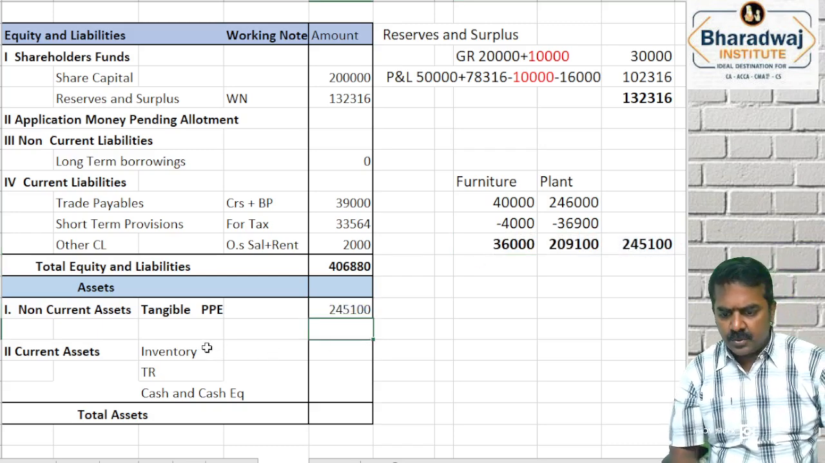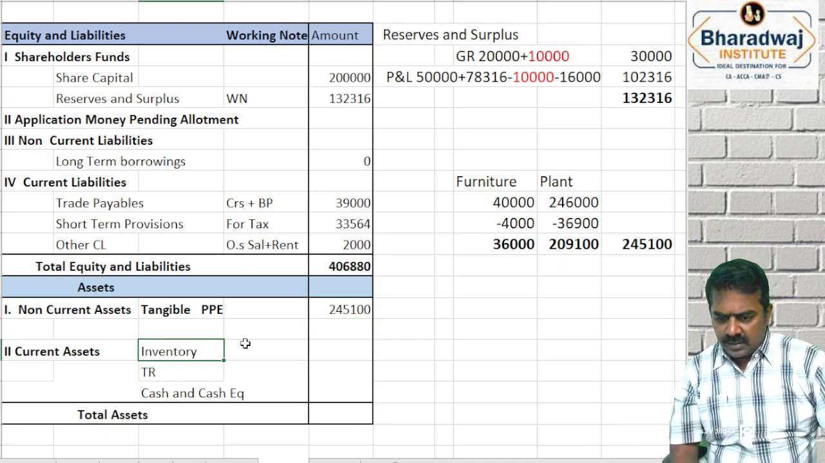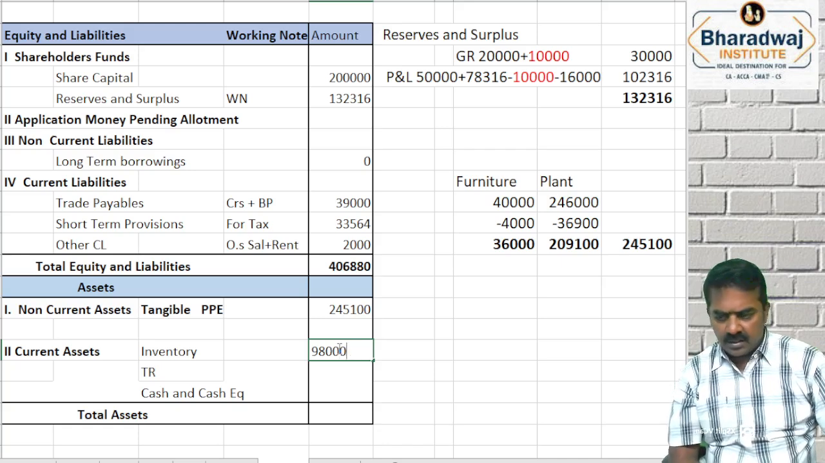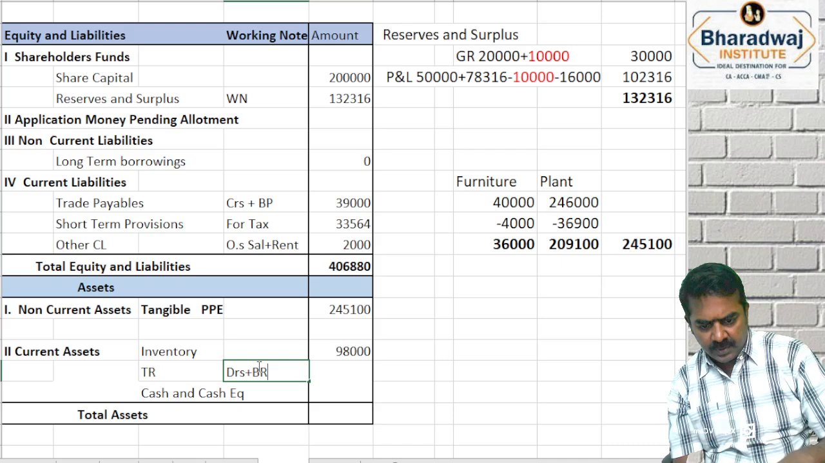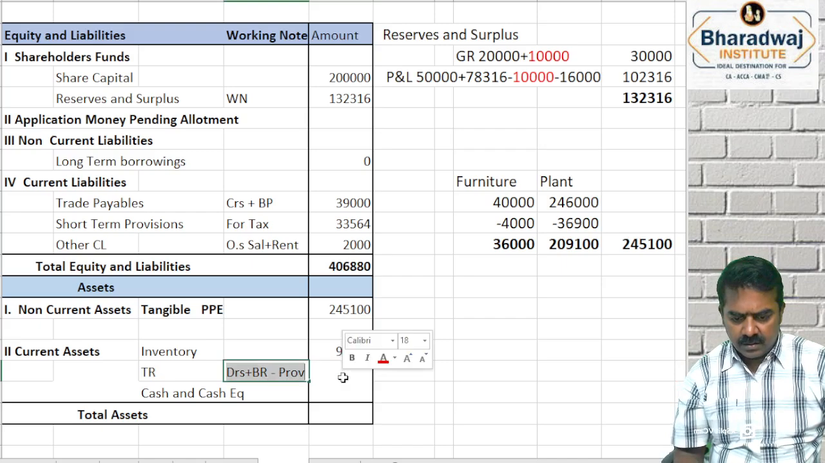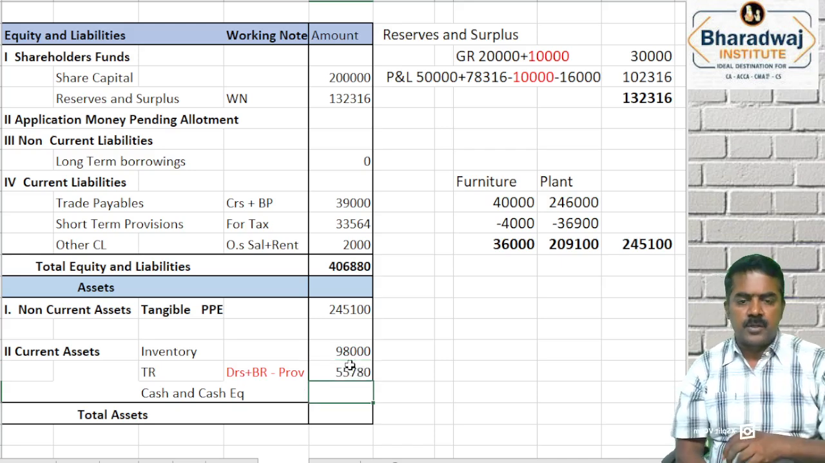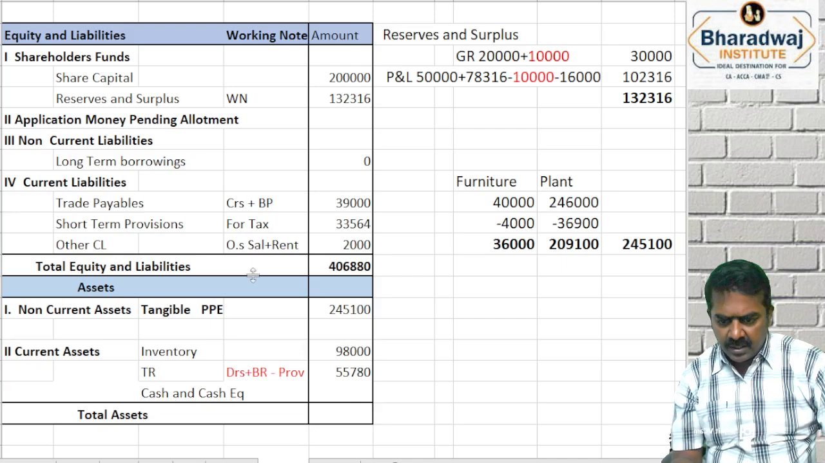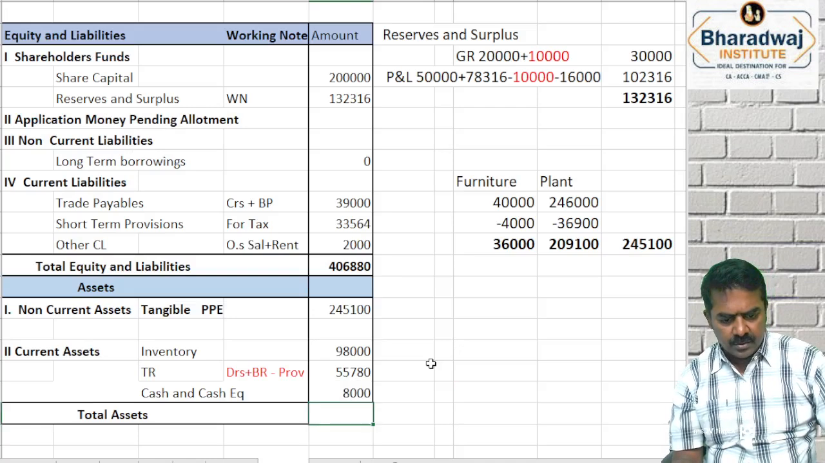Any intangible asset in this question? No, sir. In current assets there is inventory. Inventory will be 98,000. Trade receivable is nothing but what is it? Debtors plus bills receivable minus the provision for bad debts. 55,780. Bank balance is given. What is the bank balance given? 8,000, sir. 8,000 cash at bank. No cash in hand. 8,000.